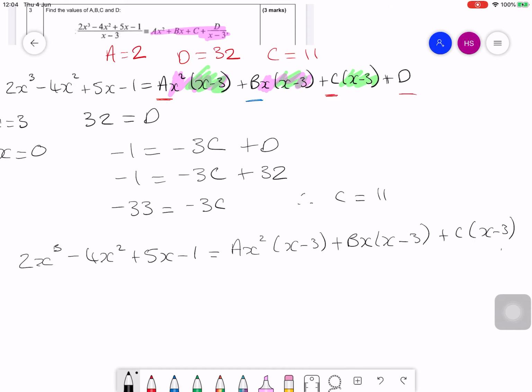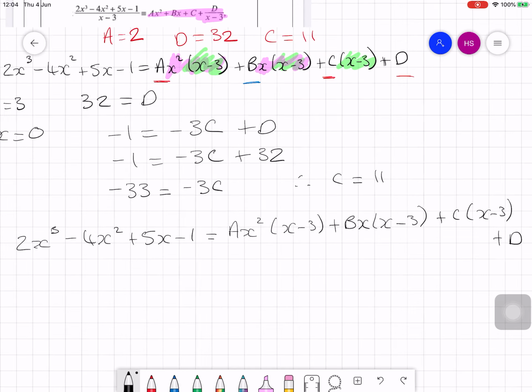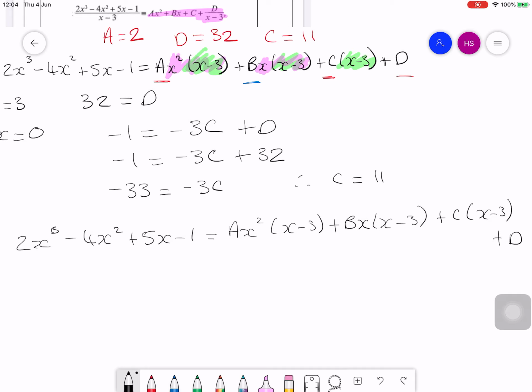Okay, so we already looked at the coefficient of x cubed. We've already thought about that. It doesn't really look like a cubed, does it? So now I'm going to look at the x squared term. On the left-hand side, the coefficient of x squared is -4. On the right-hand side, let's have a think about where I'm actually going to get an x squared term.